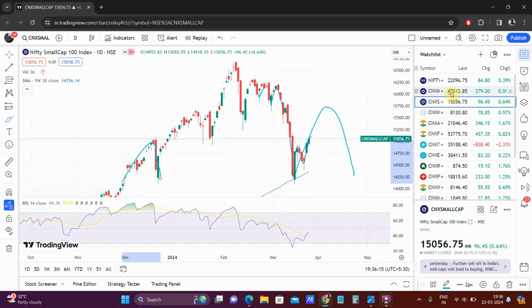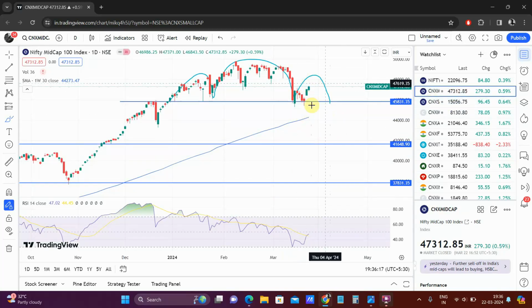And also if you look at the mid cap index, it is also similar. So even there it kind of ended at the highest point of the day, right? So that's a very good thing for the bulls.